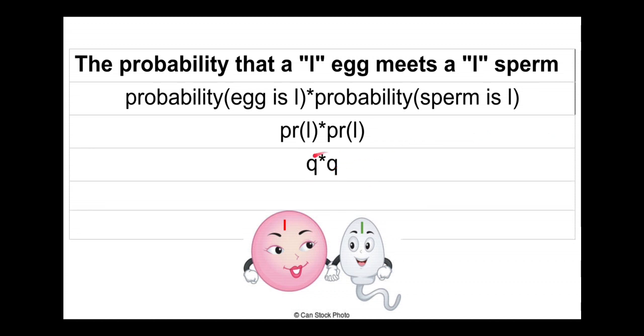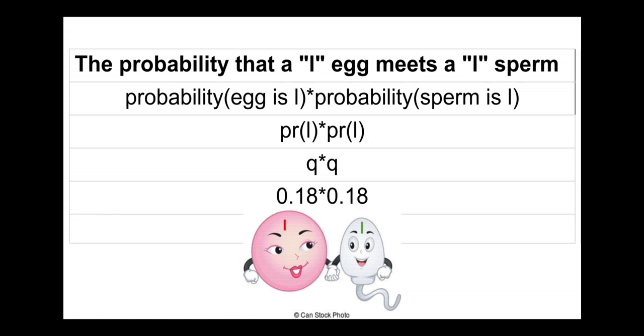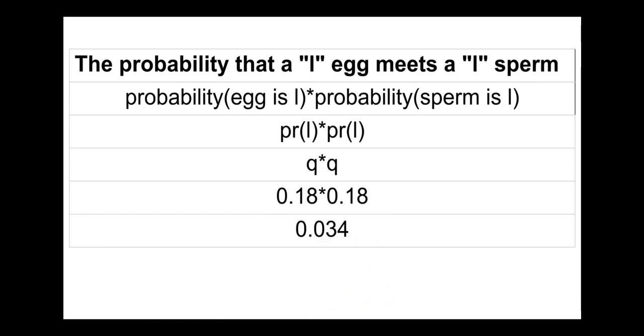We said that our sex ratio was equivalent, so we don't need to keep track of whether it's an egg or a sperm now, as long as our sex ratio is 50-50. We're using Q here to mean the frequency of the little l allele. And so the frequency of our little l allele is 0.18. So 0.18 times 0.18, that is 0.034. That's going to be the probability of a homozygous recessive individual forming.